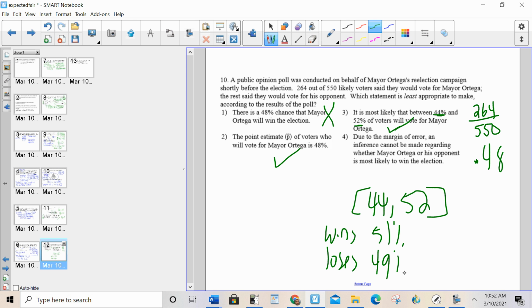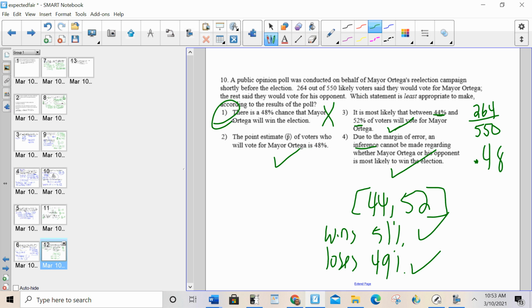Is 51% an expected value? Yes, it's inside the confidence interval. Is 49% an expected value? Yes, it's inside the confidence interval. So therefore, being how both him winning and losing are expected values, I really can't say who's going to win at this point. Just because I asked 48% of the people and they said they would vote for him does not mean there's a 48% chance that he's going to win. It means that there's an estimate that it's approximately a 48% chance, but I can't definitively say there's a 48% chance.